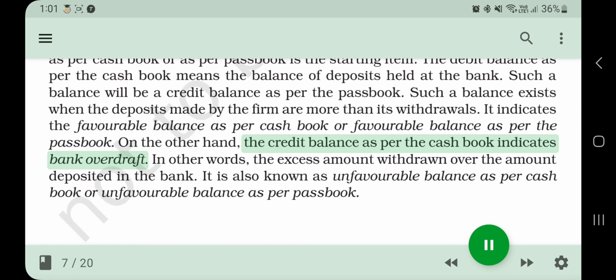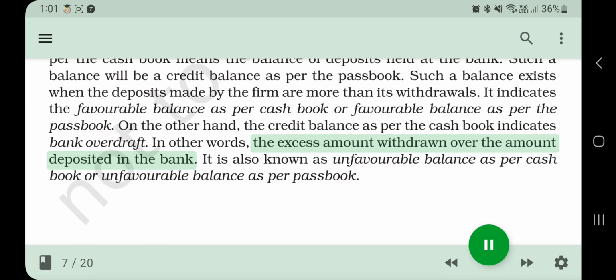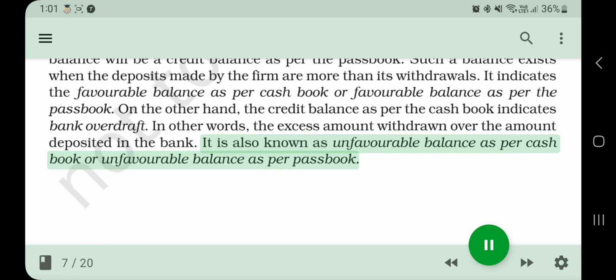On the other hand, the credit balance as per the cash book indicates a bank overdraft. In other words, the excess amount withdrawn over the amount deposited in the bank. It is also known as unfavorable balance as per cash book or unfavorable balance as per passbook.